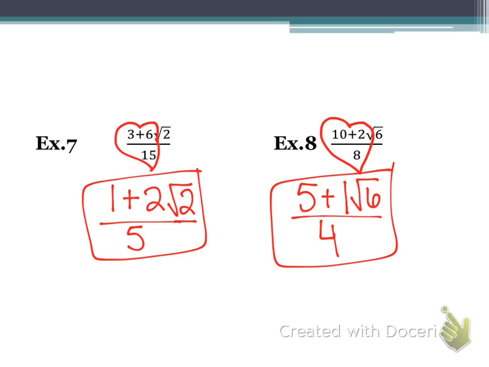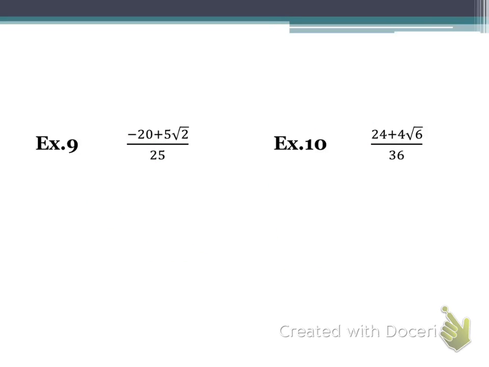Questions, concerns? Nothing that we're doing today is necessarily hard. It's just learning the rules, what we are and are not allowed to do.